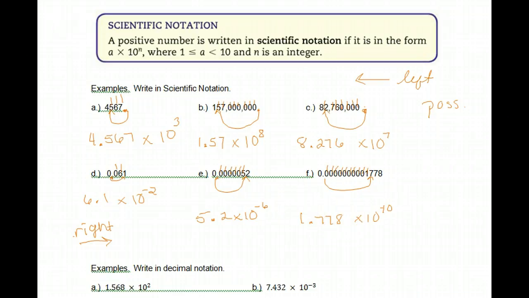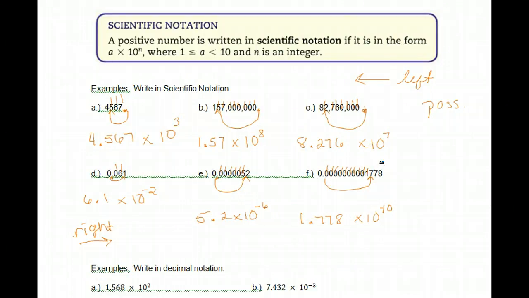Remember, anytime that you are moving your decimal point to the right, that is going to be a negative exponent, and we're dealing with those decimal values. If you're moving your decimal point to the left, it is going to be a positive exponent.